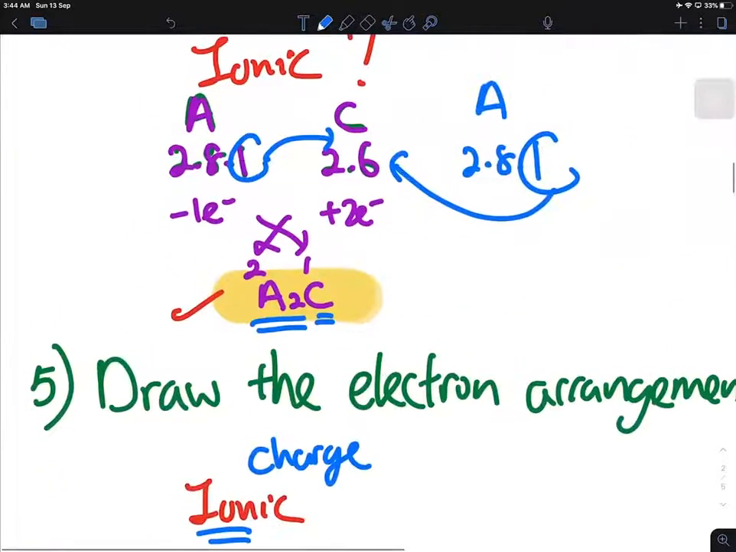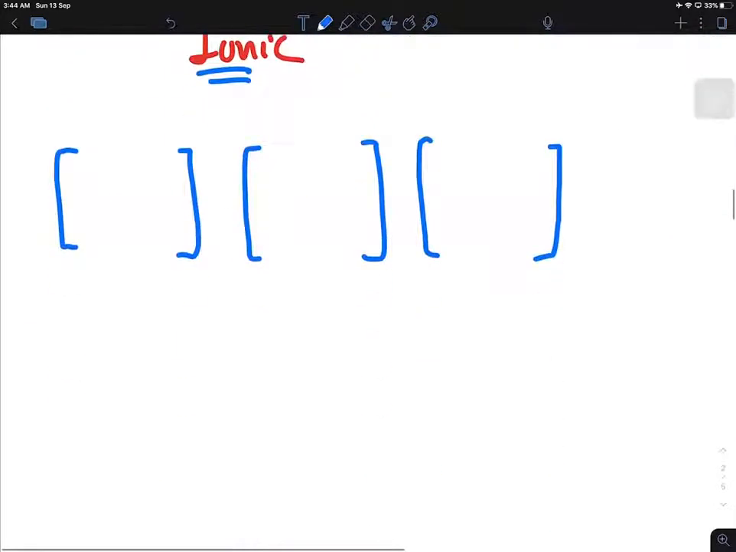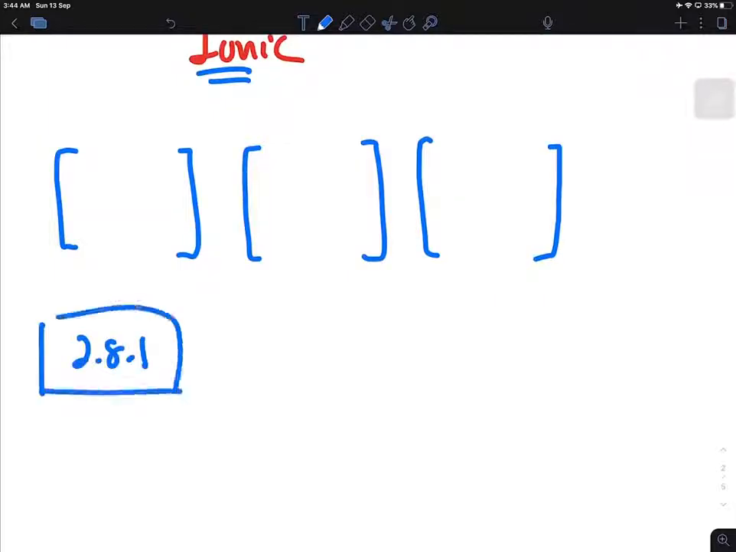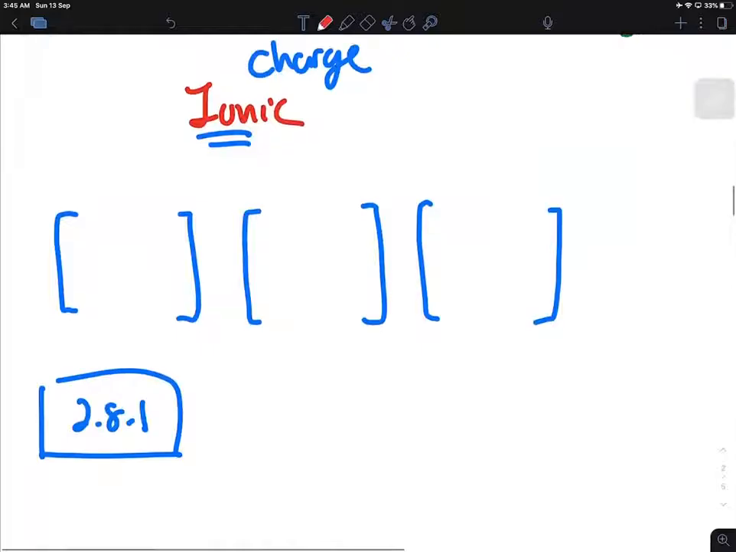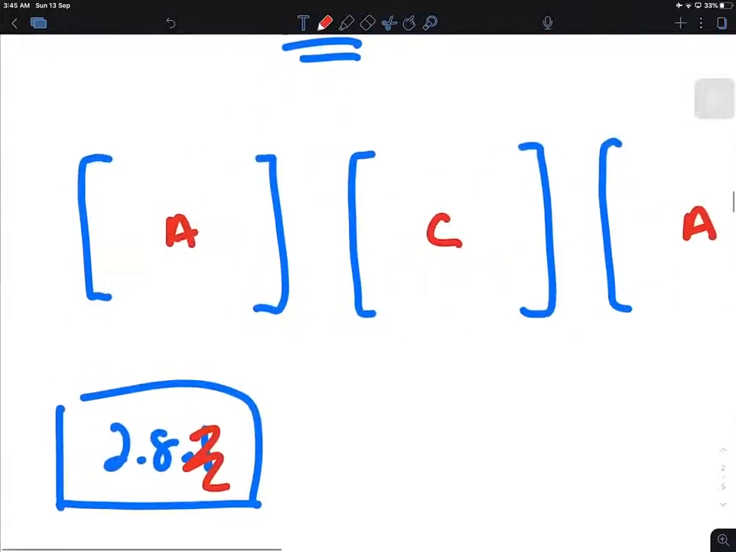A2C. So A was 2.8.1, right? You don't have to write this. I just want to show you the electron arrangement before they become stable. Before it donates the 1 valence electron, it is 2.8.1. So after the electron has been donated, it will be just 2.8. So first, this is what I will do. A2C. It will be arranged this way. ACA. A donated the 1 electron, so it will be 2.8.